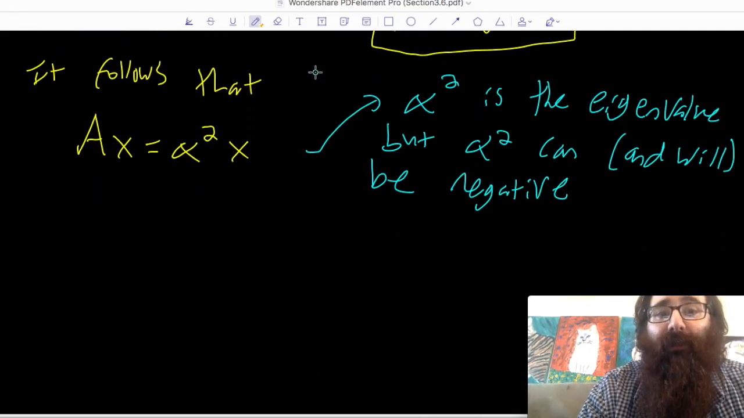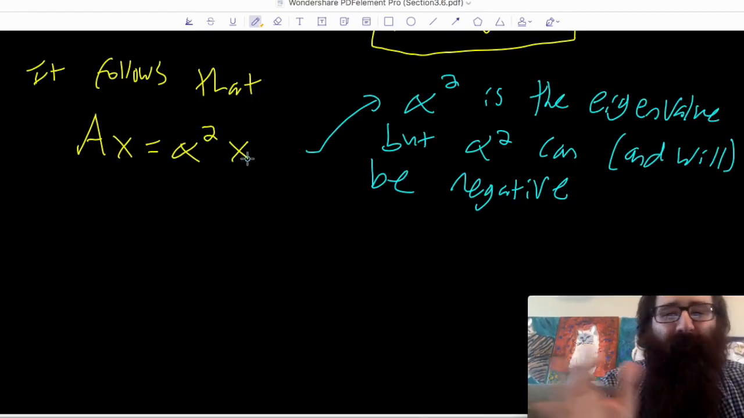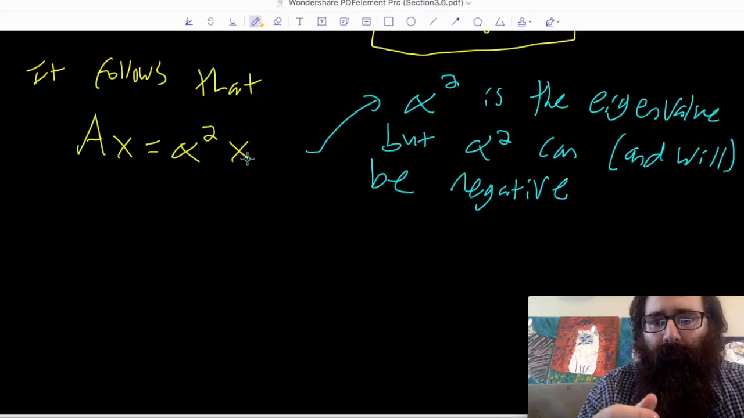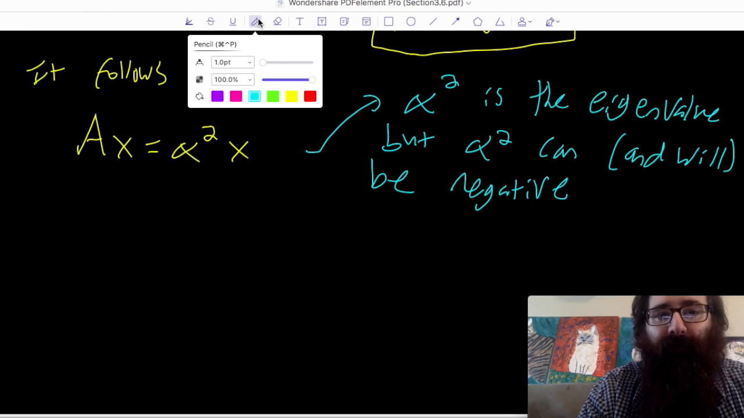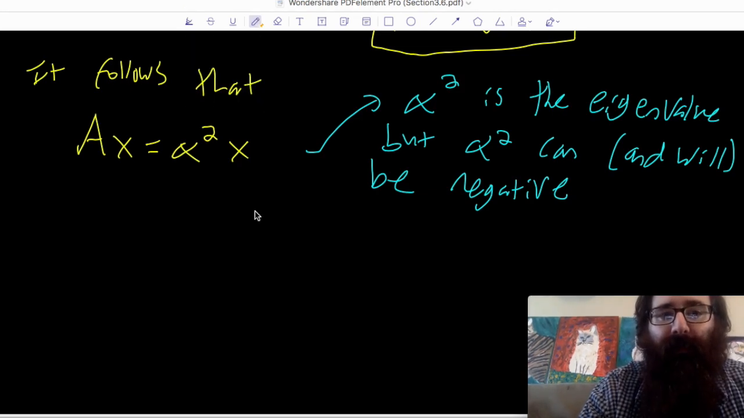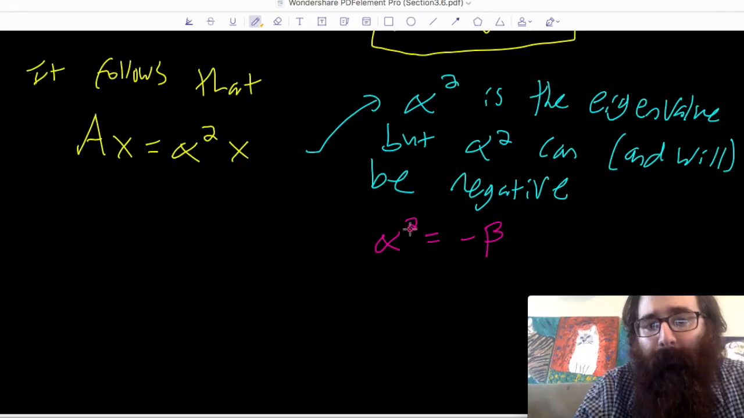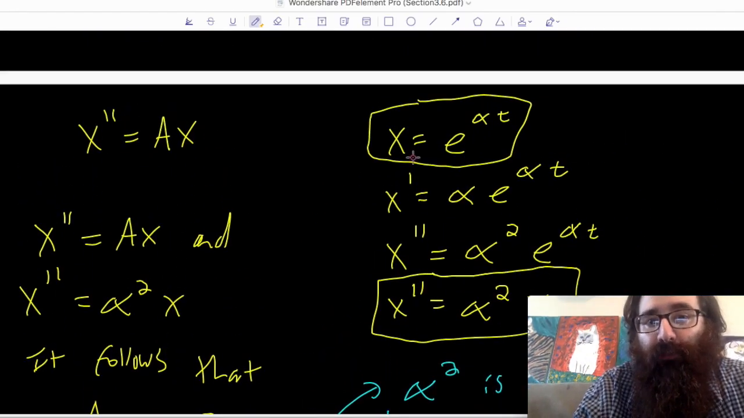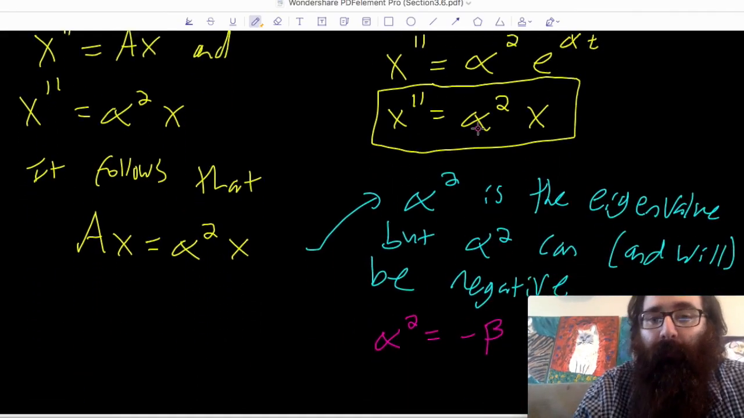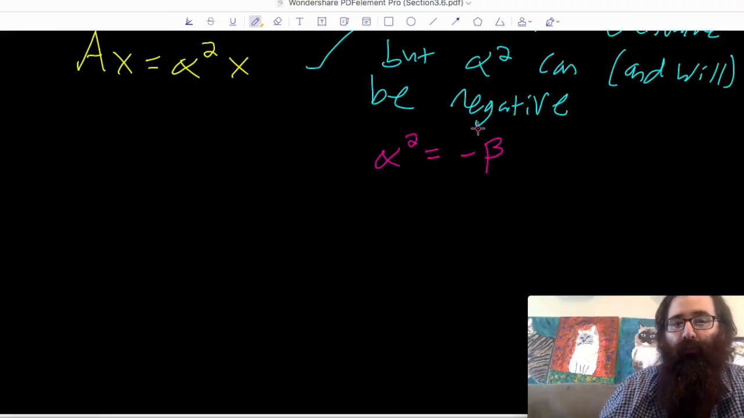So what's going to be interesting to notice is that the eigenvalue, and forget that I'm calling it alpha squared, just think of it as some number, the eigenvalue as a number, can and will be negative. So I think it's almost better to give it a different name. So instead of calling it alpha squared, I'm going to call it negative beta, just so that we can think about it as being something that's negative. So then in that case, if that's what my eigenvalue is, in order to build back my solution for x, I need to know what alpha is, not alpha squared. So in order to find alpha, I have to take square roots of each side.